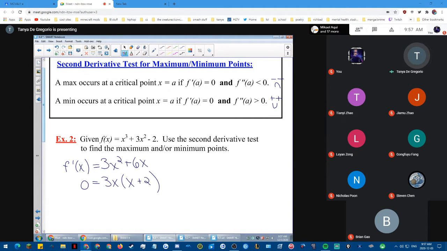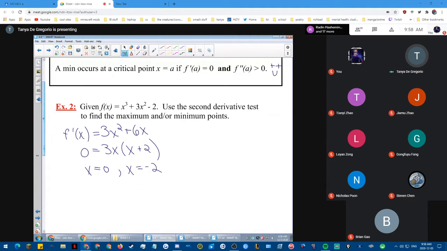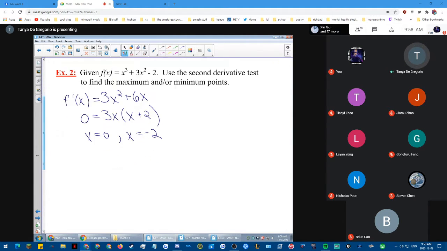To find those critical points, right? And so I see that x equals 0, x equals negative 2. You could at this point sub these in to get your y values to find out your points, or we can do it later. It doesn't matter. So normally what you guys would do at this point is your interval chart to see if it's a max or a min. We're not going to do that. Instead, we're going to go ahead and find our second derivative.